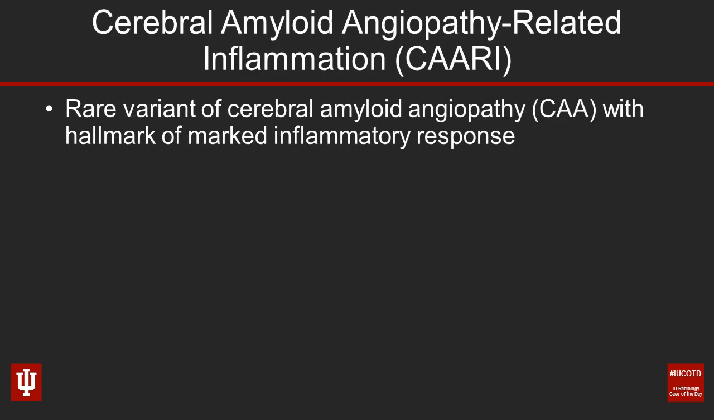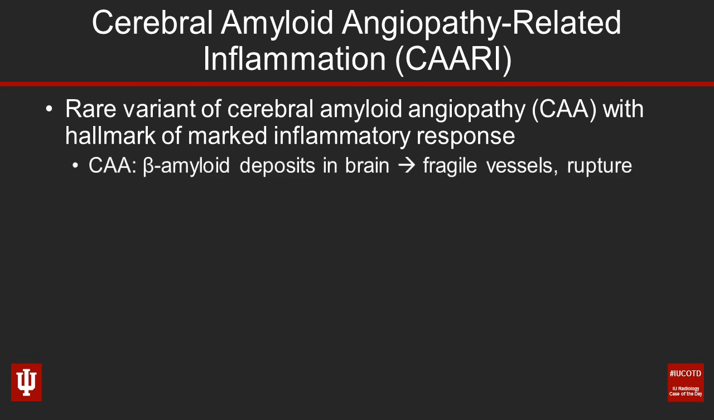So this is a case of cerebral amyloid angiopathy related inflammation. And this is a rare, or at least uncommon variant of a somewhat uncommon entity, and that's cerebral amyloid angiopathy. And so really the hallmark of this particular variant of cerebral amyloid angiopathy is that marked inflammatory response.